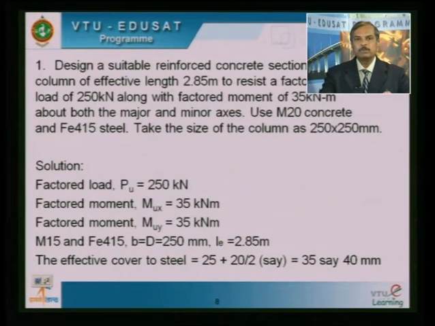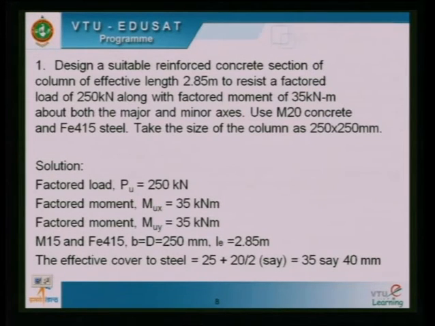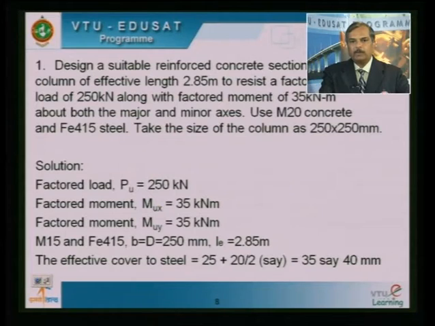So the first problem goes like this: design a suitable reinforced concrete section of the column of an effective length 2.85 meter to resist a factored load of 250 kilonewton along with a factored moment of 35 kilonewton meter about both the major and minor axis. Use M20 concrete and Fe 415 steel. Take the size of the column as 250 by 250 mm.